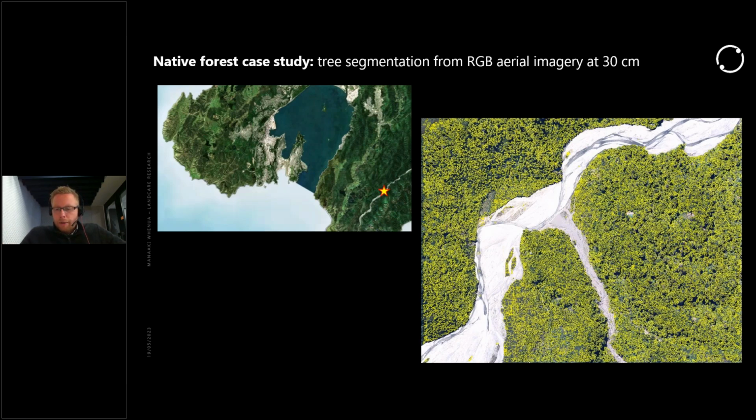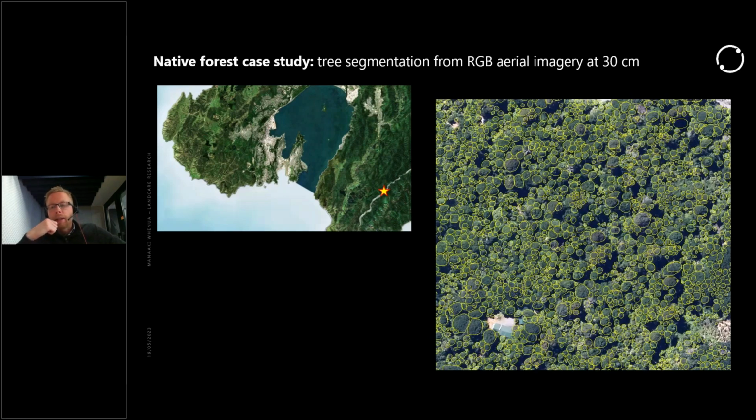and we ran our predictions for the study area. And again, I have to stress the fact that this model has never seen an area of native forest, but is able to detect all the individual tree crowns that are visible in this 30 centimeter image. So this type of image is available for lots of regions in New Zealand.